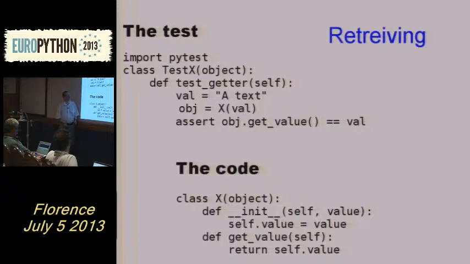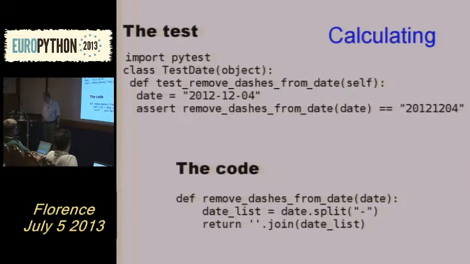Retrieving information. Here we have a getter in the object, and in order to test it, we store some information in the object, we call the getter, and we check that we get out the value we expected. Very, very simple. And then we have the example with the date calculation again. That is the calculating bit.